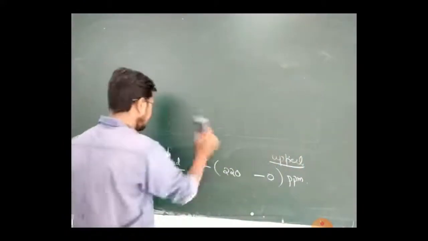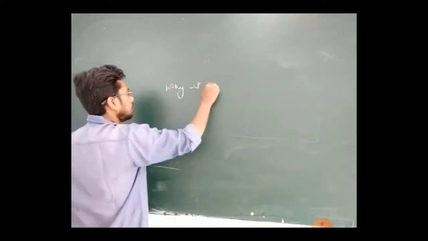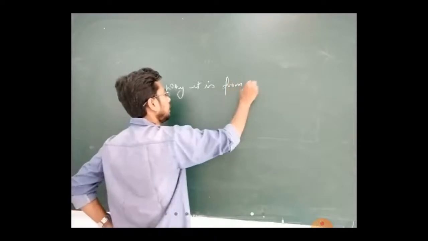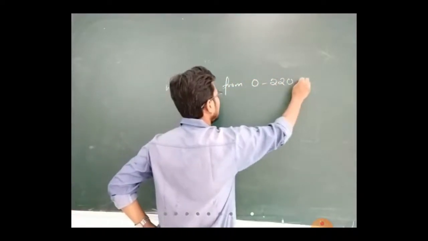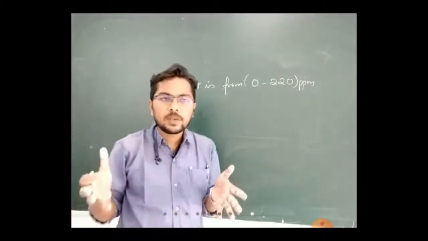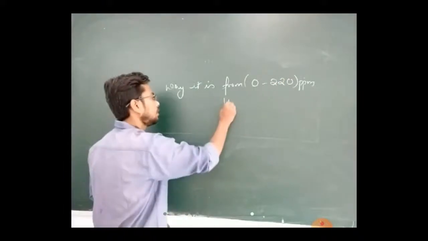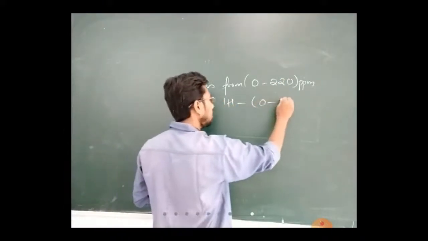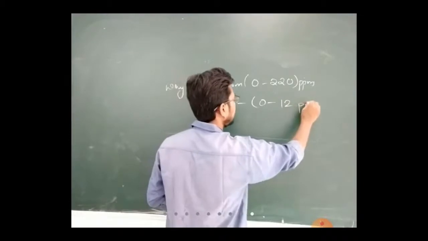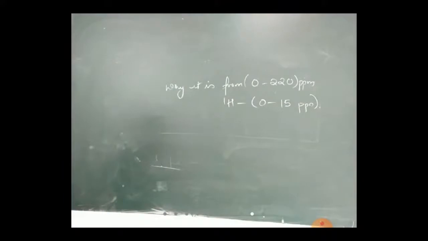Another important factor that I forgot to tell you is why the carbon 13 nucleus appears in such a broad spectrum, from 0 to 200 ppm, while your proton comes in the range of 0 to most probably 12 or 15 ppm. Maybe I will write it here as 15, because some protons appear at 15 also.